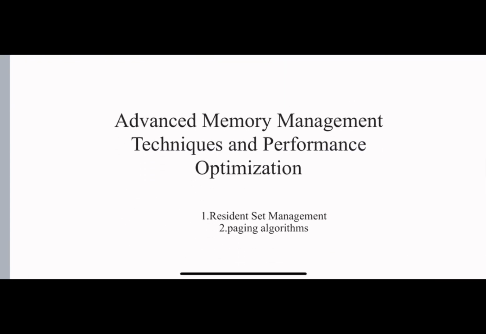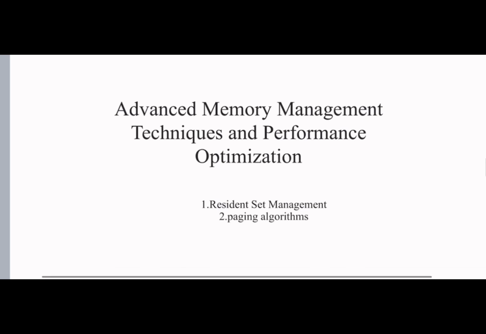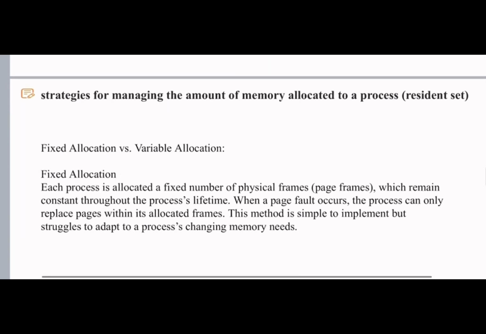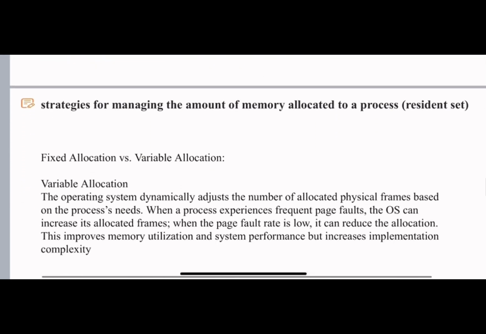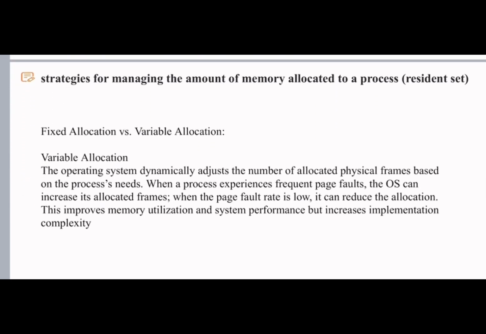And the third one is advanced memory management techniques and performance optimization. The first is to discuss the resident set management strategies. First is fixed allocation and variable allocation. For fixed allocation, each program gets a fixed amount of memory, simple but not flexible. And then is variable allocation. Memory size is adjusted dynamically. It improves performance but is complex to implement.